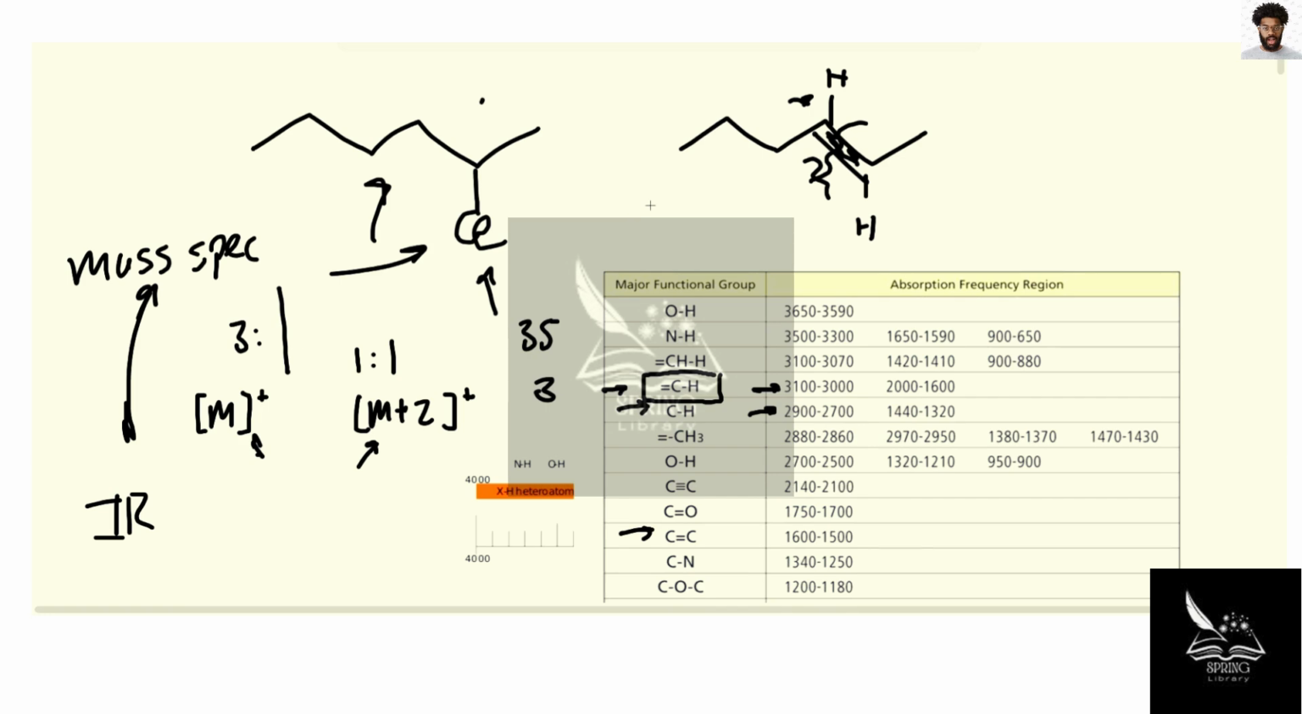Right, so those would be the most obvious signs between mass spec and IR that we have successfully synthesized our hexene, or successfully consumed all of our 2-chlorohexane, as it were. Right, that would be the disappearance of this 3-to-1 peak, and the appearance of the carbon-carbon double bond and the sp2 hybridized carbon-hydrogen stretch.